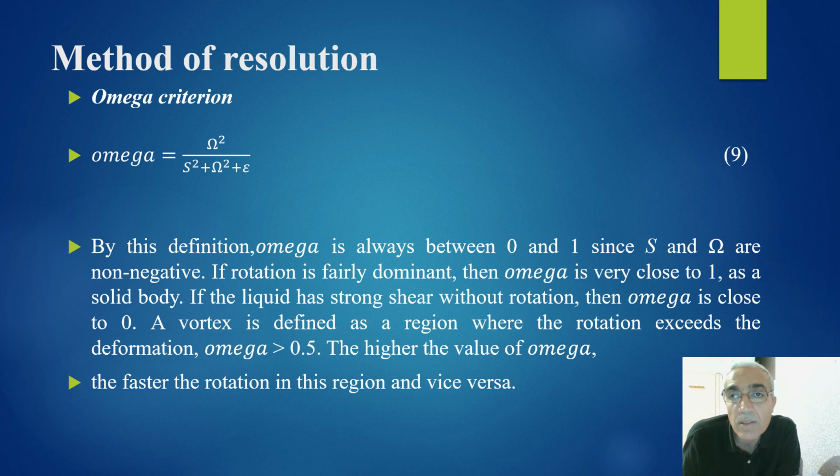Omega criterion. Liu et al. proposed a decomposition of the vortex into a rotational and non-rotational part. Omega is a ratio of the trace of the antisymmetric tensor squared to the sum of the traces of the symmetric and antisymmetric tensors squared, as in equation 9.